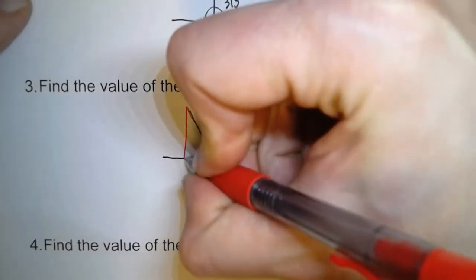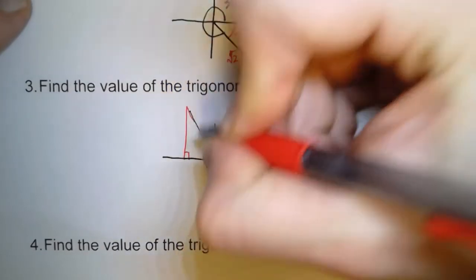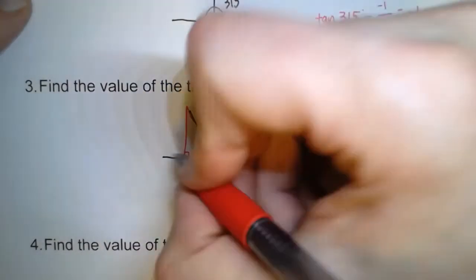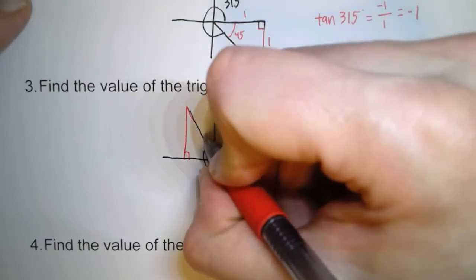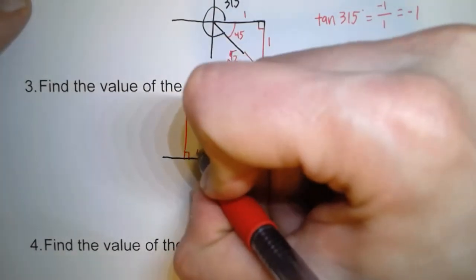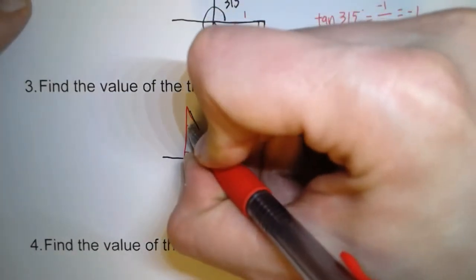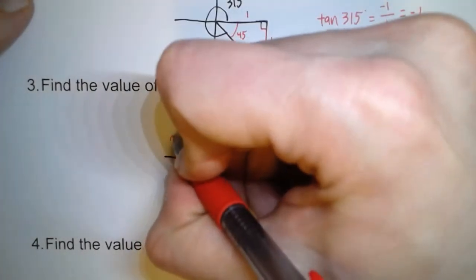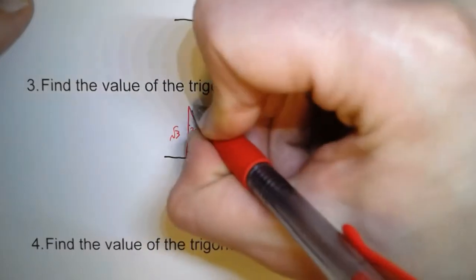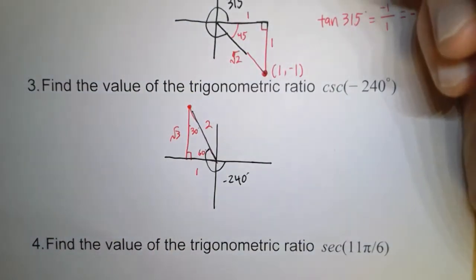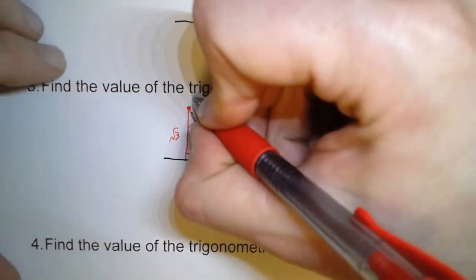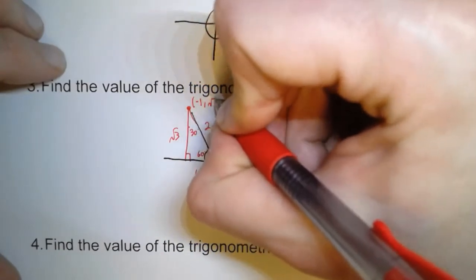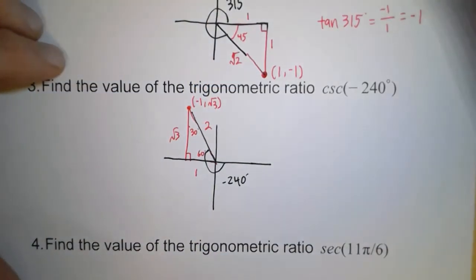Here's our reference triangle. We always draw a reference triangle onto the x-axis. And so if it's 30 degrees short here, then that means this has to be 60. And this has to be 30. So what are our side lengths? 1, square root of 3, and 2. So now our coordinate would be negative 1, square root of 3.